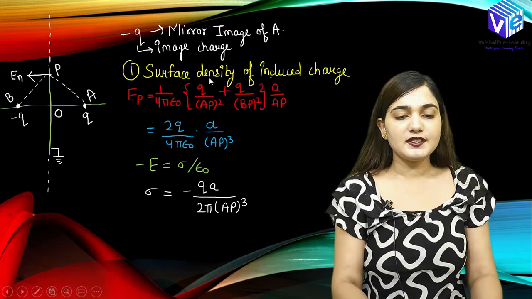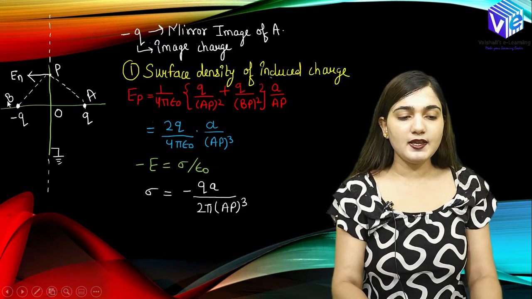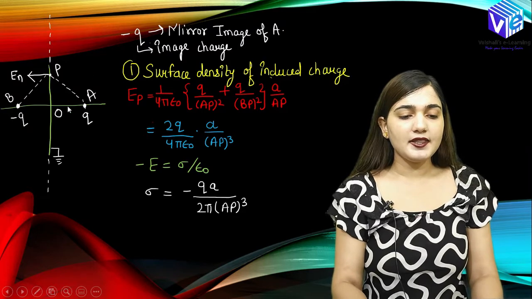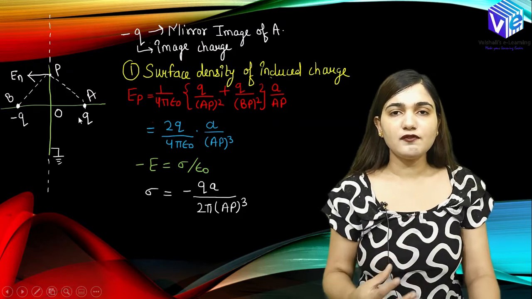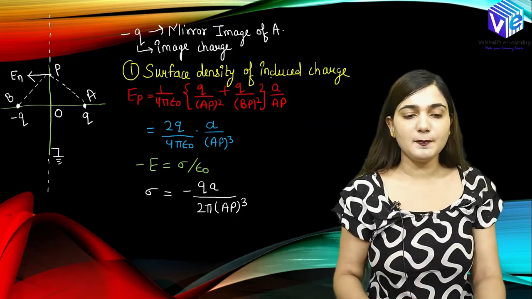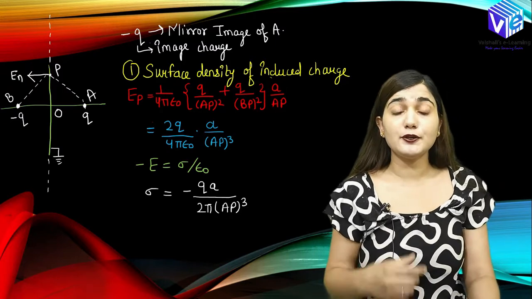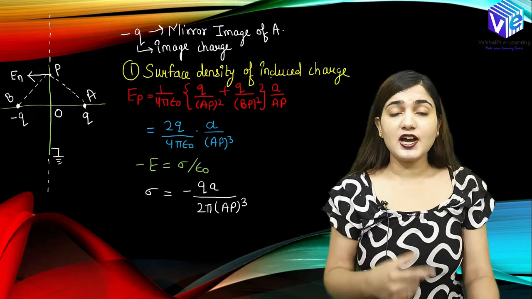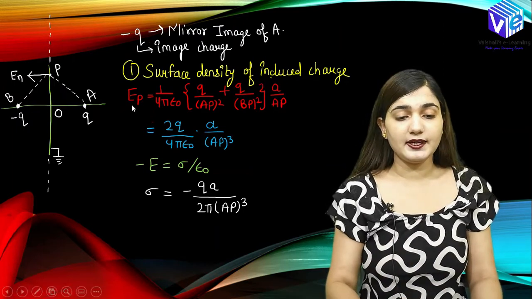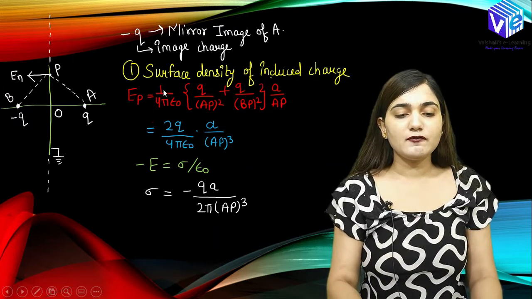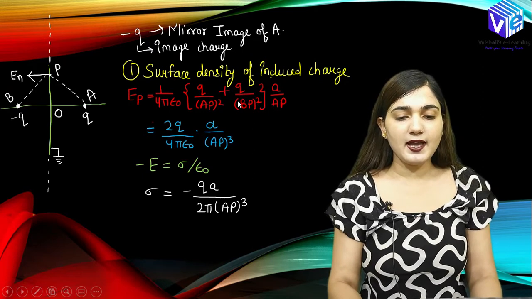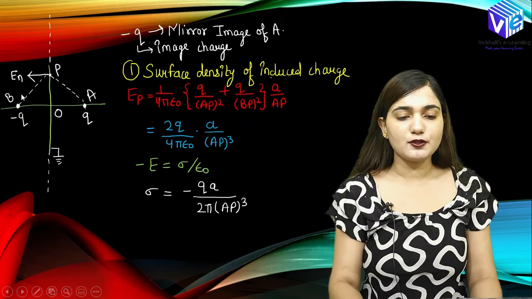Now the surface density of the induced charge will be the electric field due to this charge and the electric field due to this charge. If I need to find out the total electric field at the point P, I will be finding out the electric field due to the charge at A, and the electric field due to the charge at B, and then I will be having the vector addition. So total electric field would be 1 upon 4 pi epsilon naught q upon the distance. Distance is AP square, and here we will be having plus q upon BP square, right?